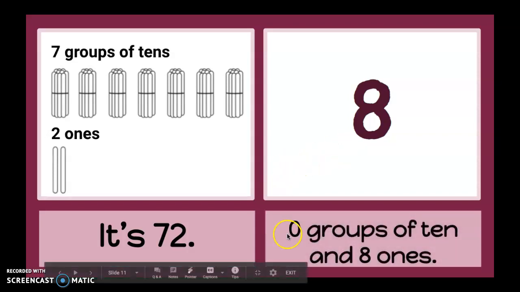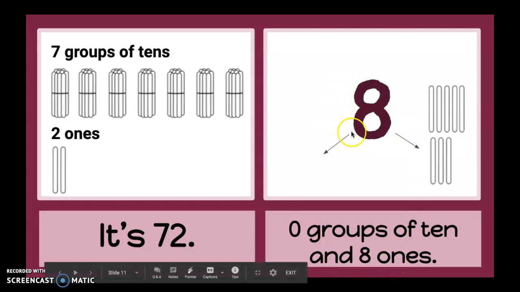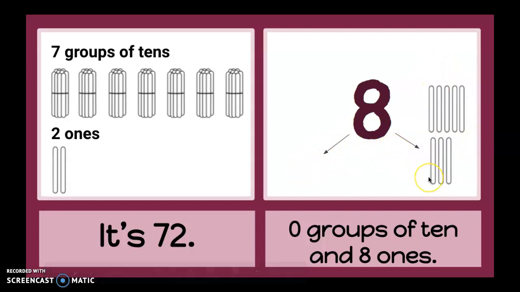You have 0 groups of 10 and 8 ones because there's no digit in the tens place and there are 8 ones in the ones place. So 0 tens and 8 ones make the number 8.